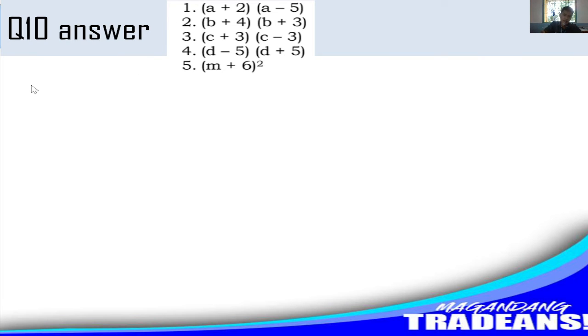Okay, for number 3, we have the given c plus 3, then c minus 3. Okay, ito siya. Meron po itong shortcut. Pwede nyo pong FOIL method, pwede naman po yung shortcut. Yung shortcut po, balikan natin.